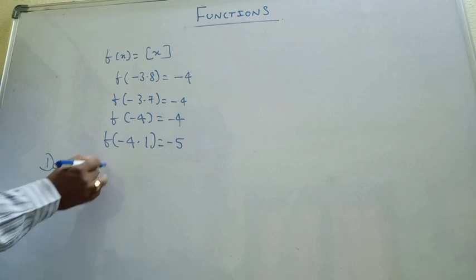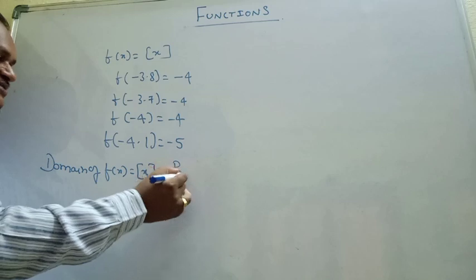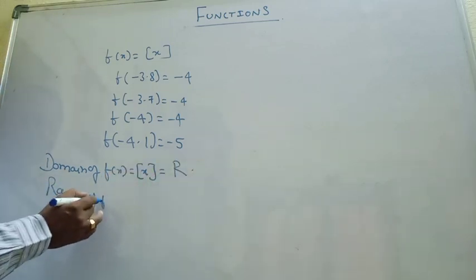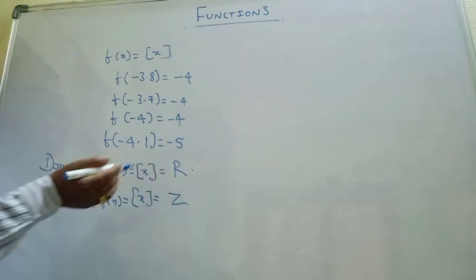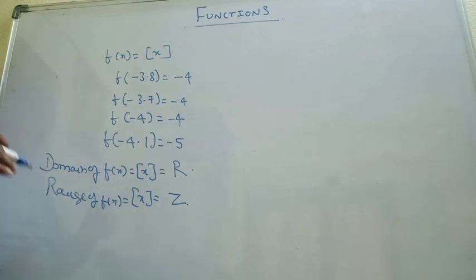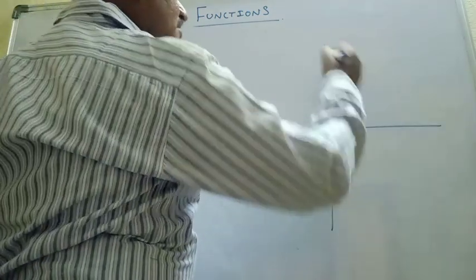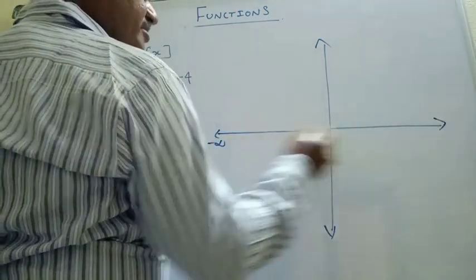The domain of f of x, the greatest integer function of x, is the set of all real numbers. And the range of the greatest integer function of x is the set of all integers. We observed that all the outputs come out to be integers. That's why the range is the set of all integers. Now the graph of this is going to be like this. This is the x-axis, from minus infinity to plus infinity.